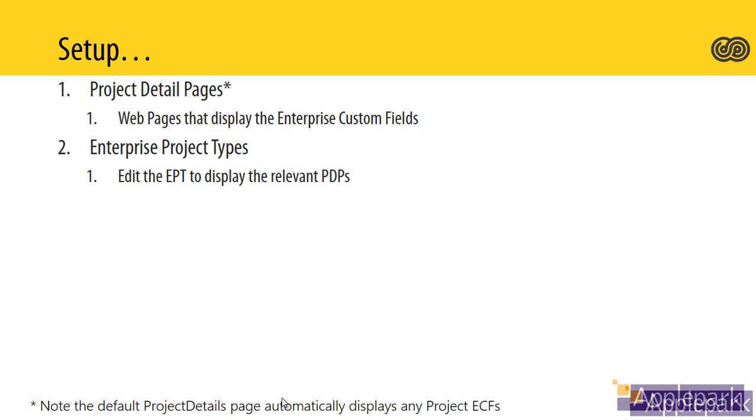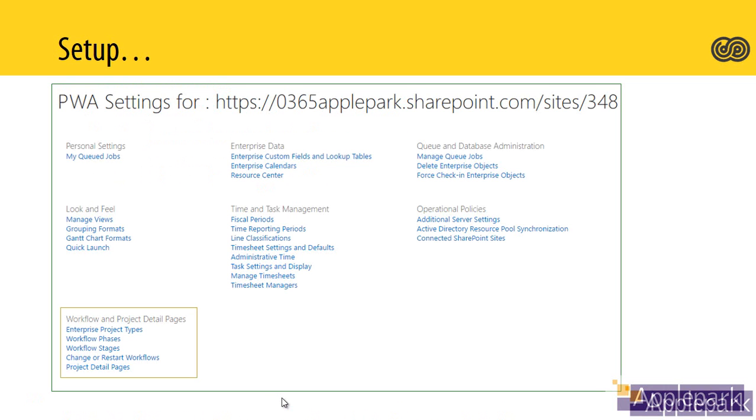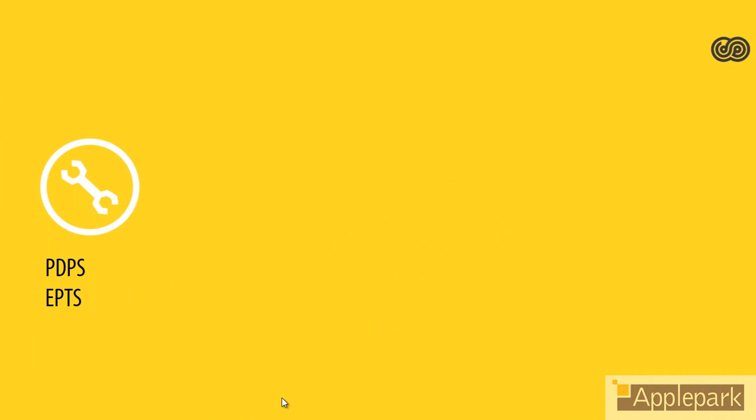Okay. So you've got different types of project types, and Project Online calls them enterprise project types, EPTs. So I'm going to go and create a new PDP, project detail page, and I'm then going to associate that new PDP with a new enterprise project type. So that's where I am in this screen here. So let's do that.